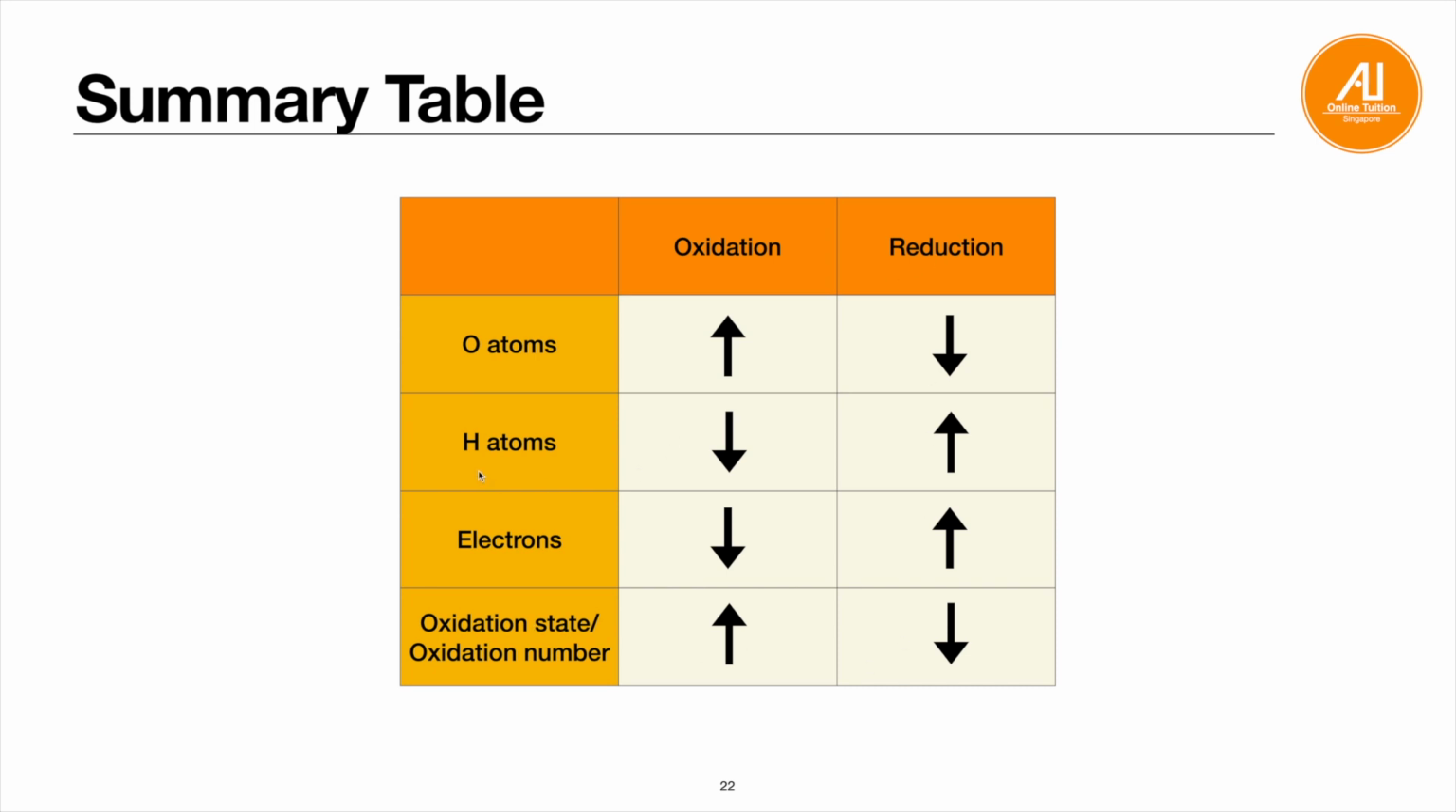What about hydrogen atoms and electrons? If you have a decrease in your hydrogen atoms or electrons, it means you are oxidized. But if you have an increase in hydrogen atoms and an increase in electrons, you are considered reduced, or undergoing reduction. So that's all for this. This is the final slide.